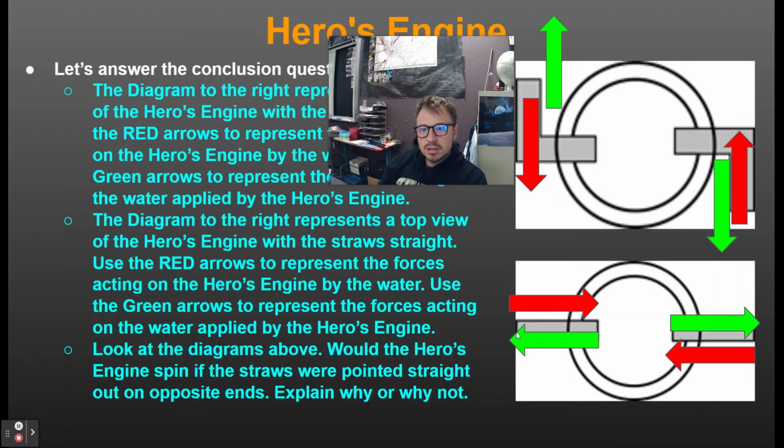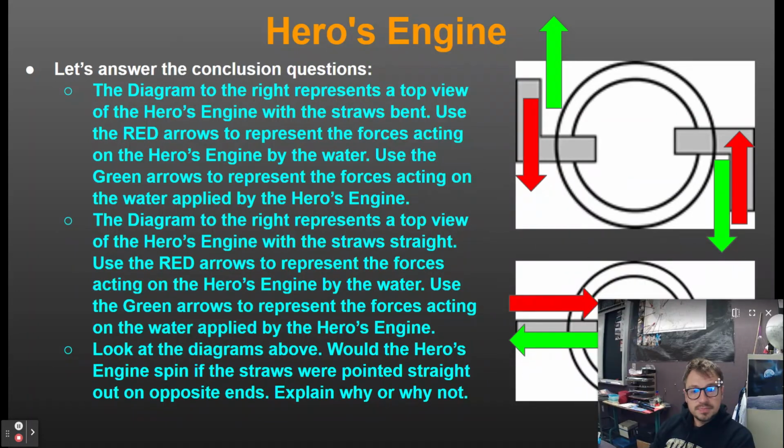Look at the diagrams above. Would the Hero's engine spin if the straws were pointed straight out on opposite ends? Well, the answer is no, and here's why. It's because of the red arrows. The red arrows are what's acting on the Hero's engine. When the straws are bent, you'll notice there's a torquing motion. One of these red arrows is pushing on the Hero's engine down, one of them pushing up. You've got a torquing motion which causes it to spin. When the straws are straight out, these red arrows balance each other out. What you did was when you made the straws straight, you made the forces acting on the Hero's engine balance out.